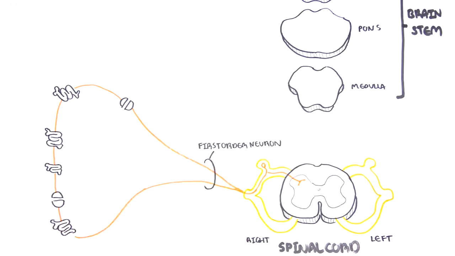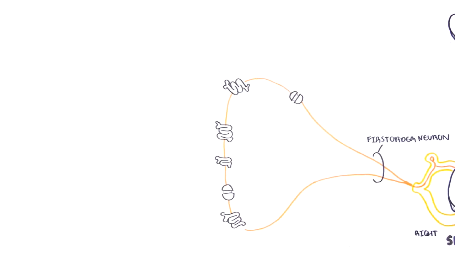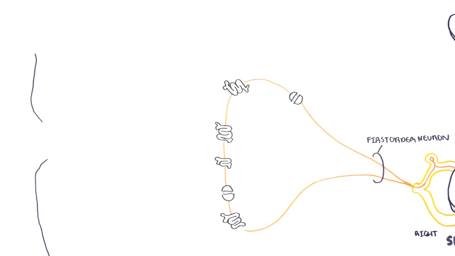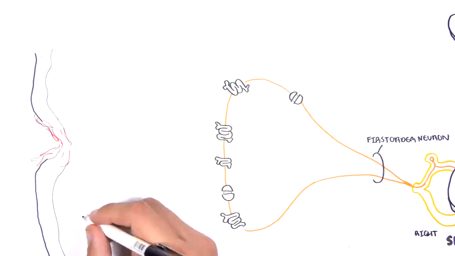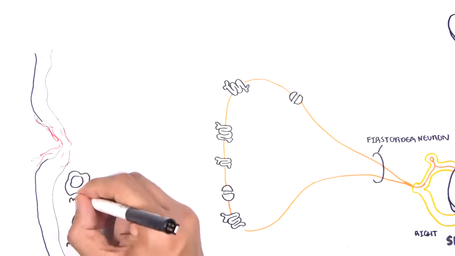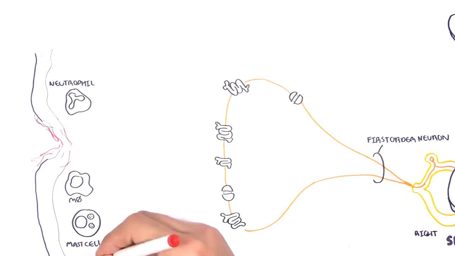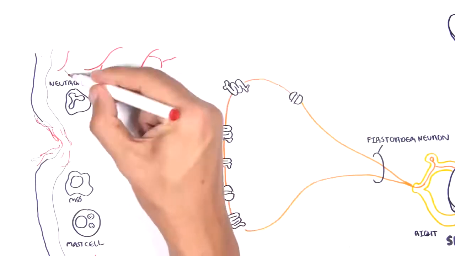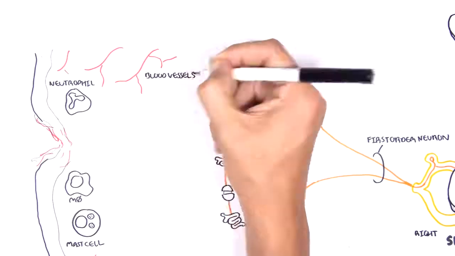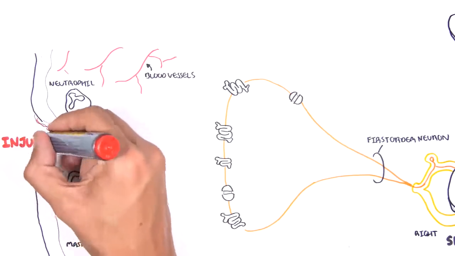Let's say, for example, this first order neuron is innervating a tissue of our skin. Let's just say it's the right hand, our right hand. Now imagine there is a cut or damage to that area of tissue, the right hand. Immune cells within the area will get activated and further recruit more immune cells, mounting an inflammatory response. Here you have immune cells such as neutrophils, macrophages, and mast cells.